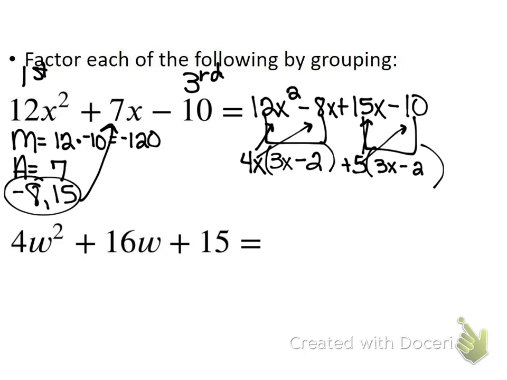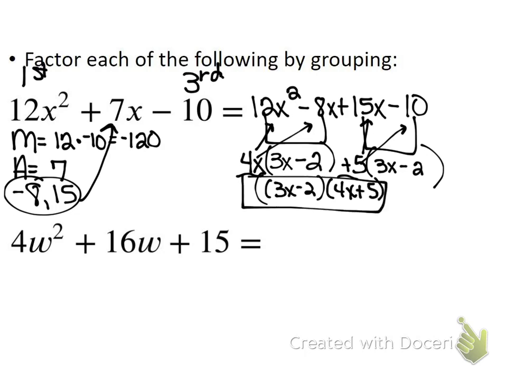So what's my grouping of my parentheses, you guys? 3x minus 2. So 3x minus 2 times, okay, and then what was outside of my parentheses left over? 4x plus 5. What is that next to the 3? Minus 2. No, the other side. Plus 5? Come show me. In the box. Yeah. 3x minus 2 times 4x plus 5.